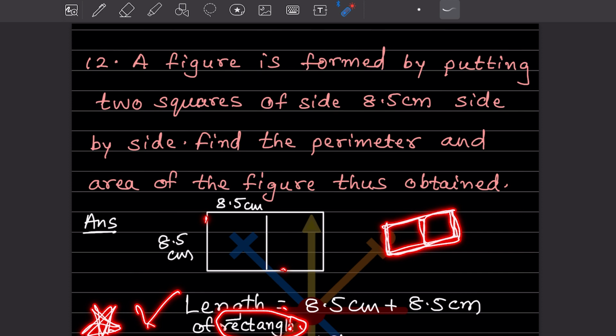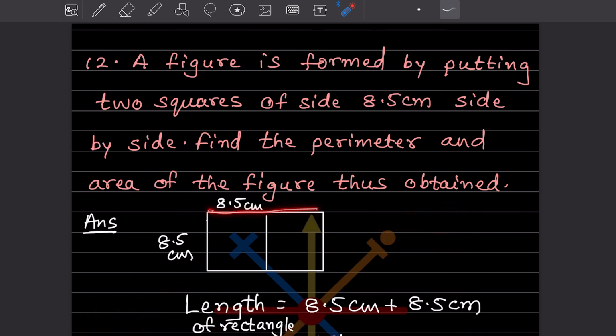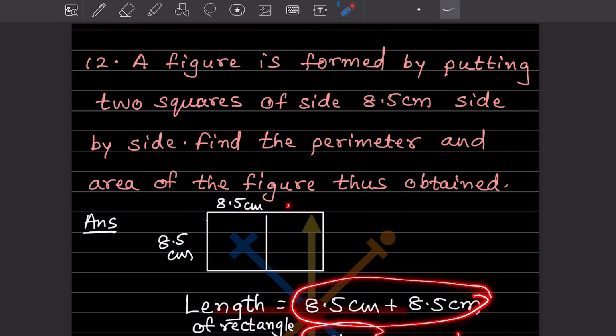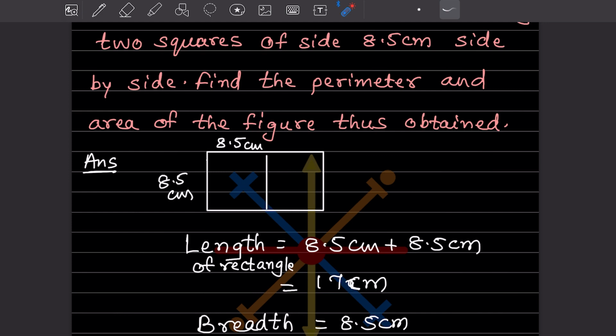Hope this is clear. So now what is this? Length is given as 8.5. This also will be 8.5 because this is the second square. So when you add this, you get 17. Breadth will be the same, this breadth is going to be just 8.5 for the rectangle.